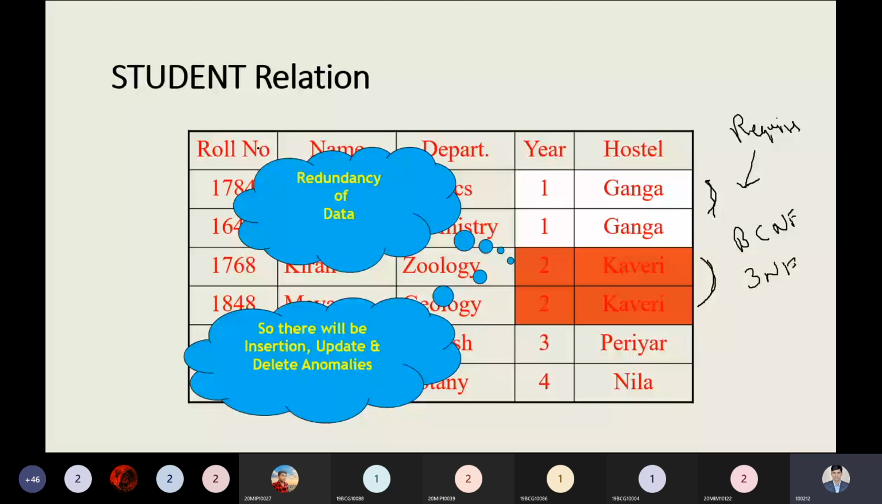But before jumping to the next normal form, you can also observe over here, Kaveri is a hostel name, and in this year we have the second year students, and the same, Ganga is a hostel name in which we have the first year students. So duplicacy is also available over here. So that is the point we have to avoid by the third normal form. So this relation will be part of the second normal form only. This relation cannot be considered as part of the third normal form. Okay, that is the point.